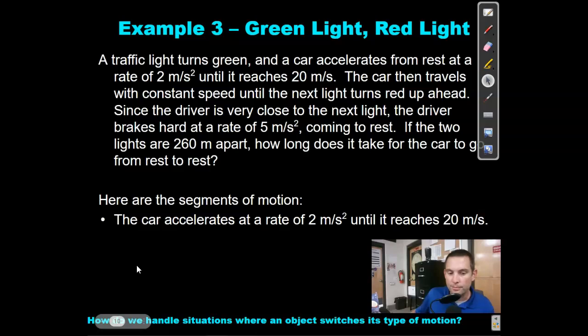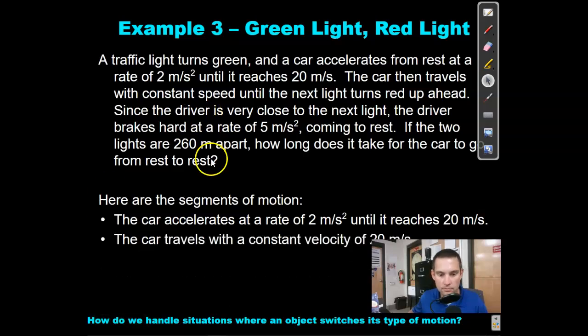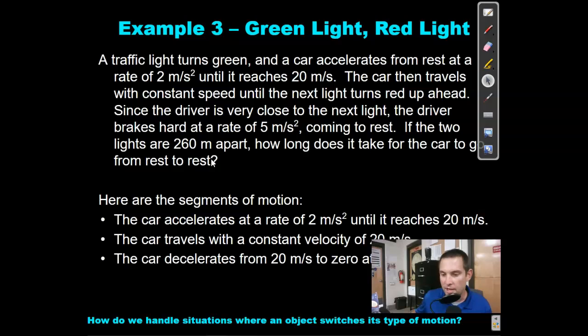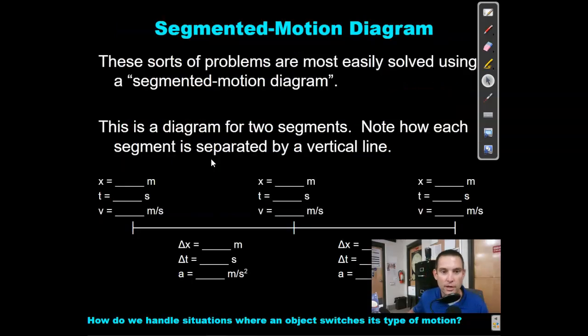Here's the segments of the motion. The car accelerates at a rate of 2 meters per second squared until it reaches 20 meters per second. Car travels with a constant velocity of 20 meters per second, and then the car decelerates from 20 meters per second to 0 at a rate of 5 meters per second squared.